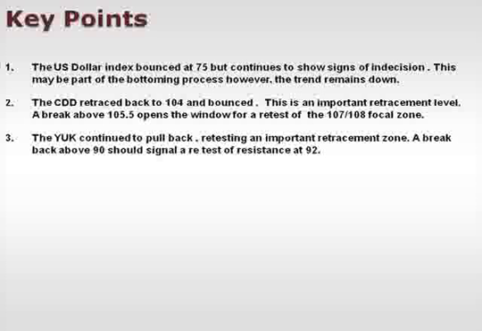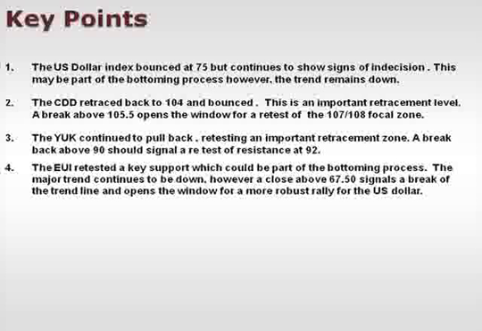The YUK pulled back, retesting an important retracement zone. A break back above 90 should signal a retest of resistance at 92. The EUI retested a key support, which could be part of the bottoming process. The major trend continues to be down. However, a close above 67.5 signals a break of the trend line and opens the window for a more robust rally for the U.S. dollar.